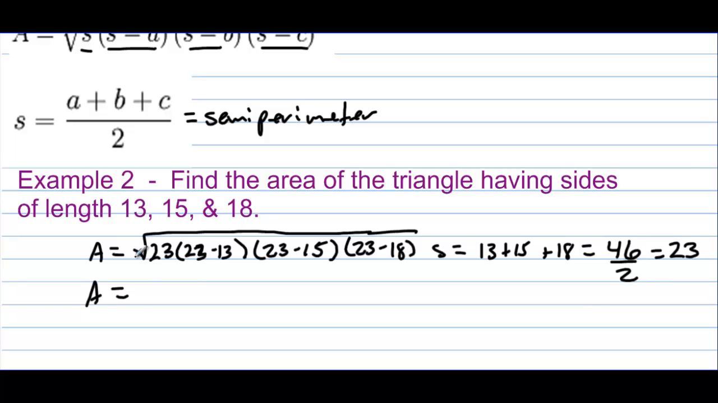So on our calculator, we're going to take the square root of 23 times 10 times 8 times 5. And the answer is 95.917 units squared.